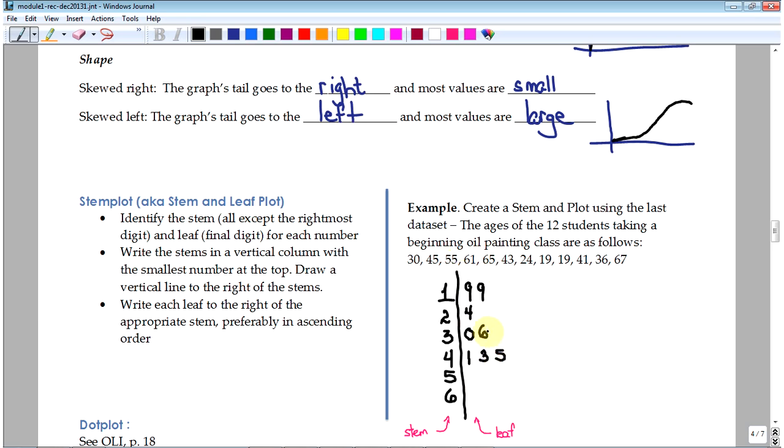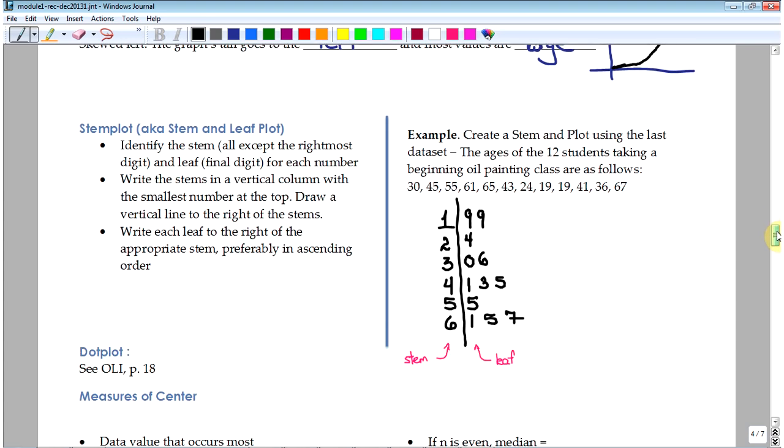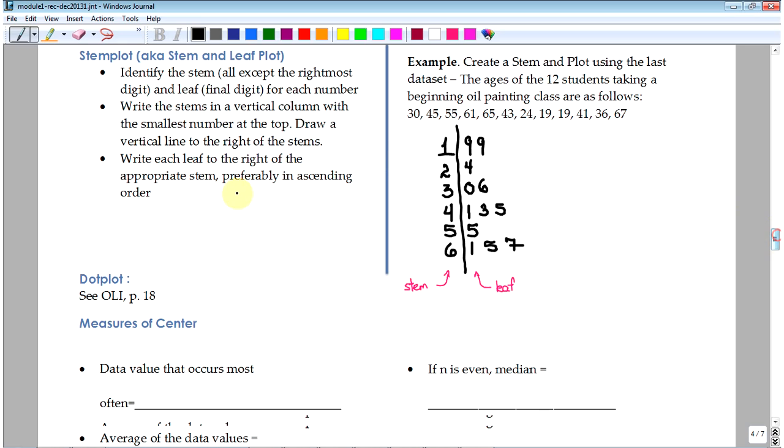For the 50s, we have 55. And for the 60s, we have 61, 65, and 67. So we write the 1, the 5, and the 7. All right. So this is an example of a stem plot being used to illustrate your data. There's also something called a dot plot that is similar, and I'll leave that for you to look at in the Open Learning Initiative.